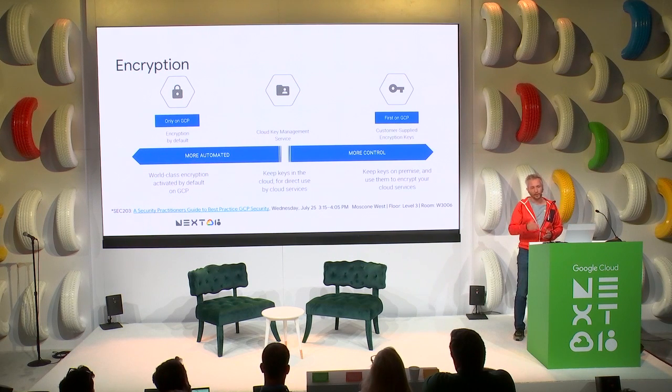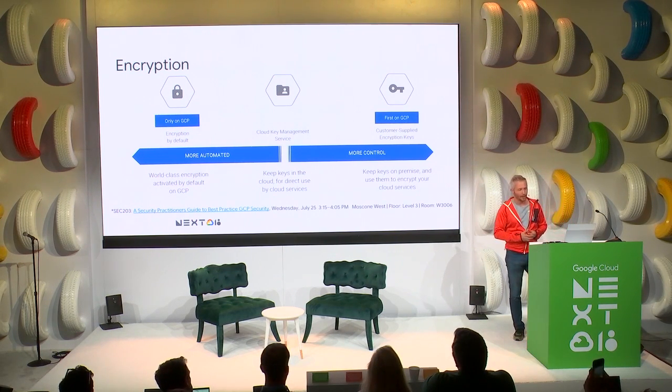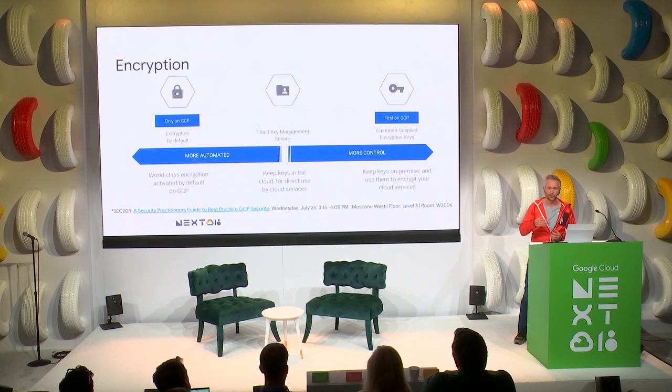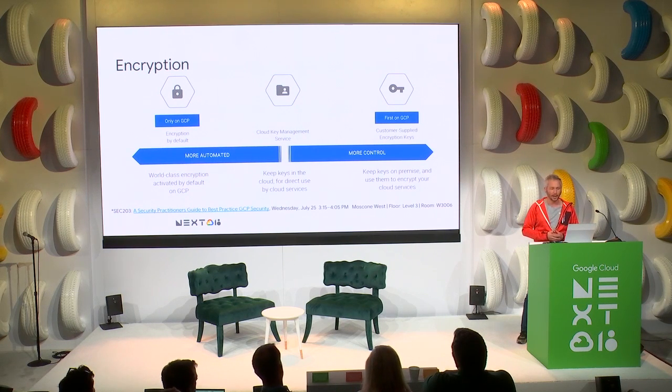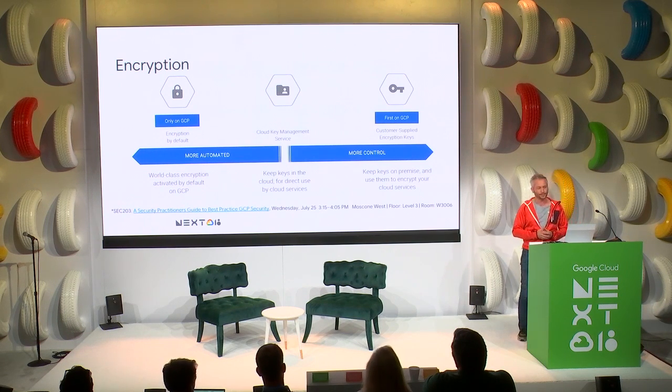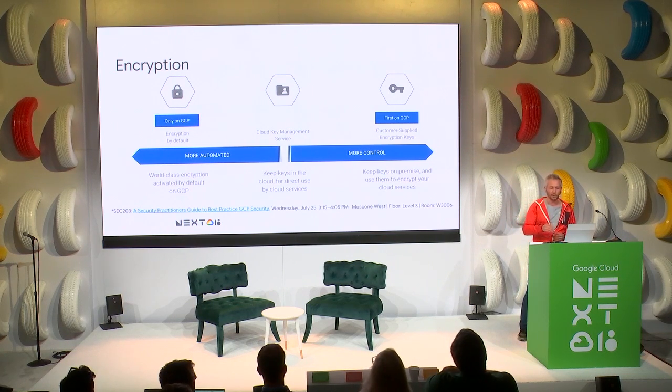Talking about security, in this context especially encryption, Google encrypts all data by default with Google's internal keys. But additionally, Google gives you the option to use customer-supplied encryption keys, meaning that you provide us the keys, keep them on-premise, and only if we want to retrieve or store data, we need them. In between, we have Cloud Key Management Service that lets you keep keys in GCP, have them automatically used by GCP as needed, but control things like key rotation or the revocation of the keys.